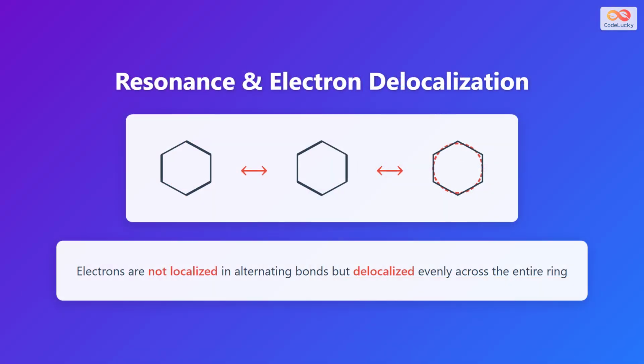Benzene cannot be accurately represented by a single structure with alternating double and single bonds. Instead, we use resonance structures to show that the electrons are not localized in specific bonds. The double-headed arrow between structures indicates resonance, not a chemical reaction. In reality, the electrons are delocalized evenly across the entire ring, forming what we call a pi electron cloud. This delocalization is often represented by a circle inside the hexagon. The electrons are shared equally by all 6 carbon atoms, creating a more stable structure than any single resonance form would suggest.